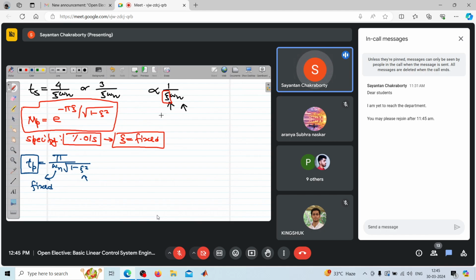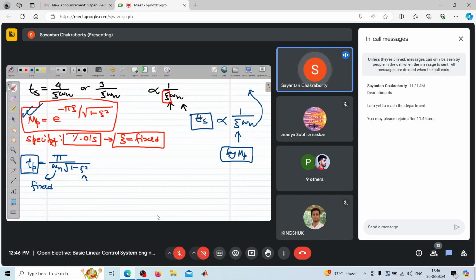So, on the contrary, if you just specify your percentage overshoot and settling time, then it is proportional to 1 by zeta omega n. So, zeta is already fixed by Mp, and this omega n you can choose to match the value of Ts. That's the only free parameter you have.